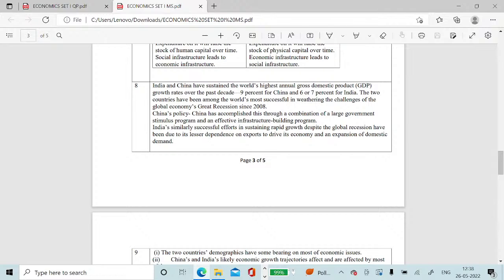China's policy: China has accomplished this through a combination of a large government stimulus program and an effective infrastructure building program. India's similarly successful efforts in sustaining rapid growth despite the global recession have been due to its lesser dependence on exports to drive its economy and the expansion of domestic demand.